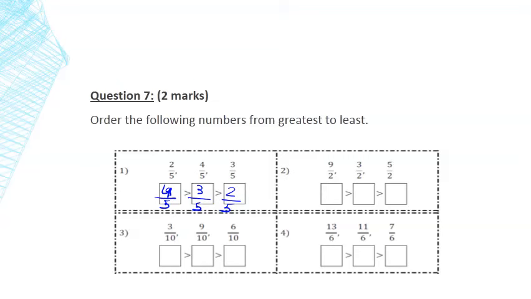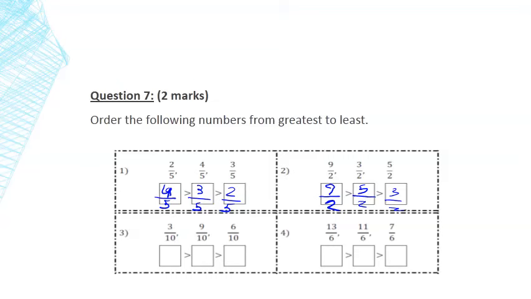Fadul, do the second one. 9 over 2, 3 over 2, and 5 over 2. We have the same denominator. We check the numerators. 9 comes first. 9 over 2. And 3? Is 3 greater than 5? No, so 5 over 2 and then 3 over 2.